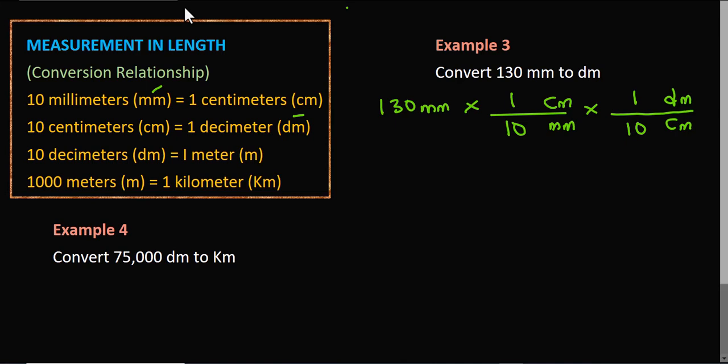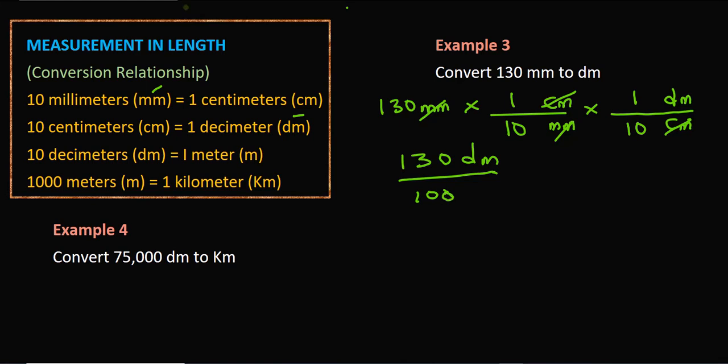So having said that, we can cancel out millimeter, cancel out centimeter, and then we are left with our goal, which is decimeter. So right here, let's multiply through. 130 multiplied by 1 multiplied by 1 gives us 130 decimeter all over 10 times 10 is 100.